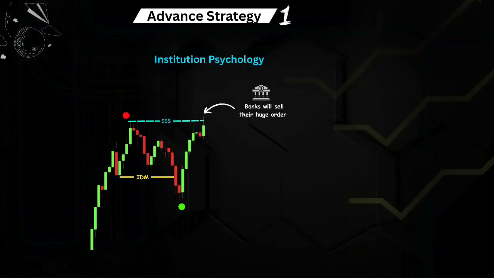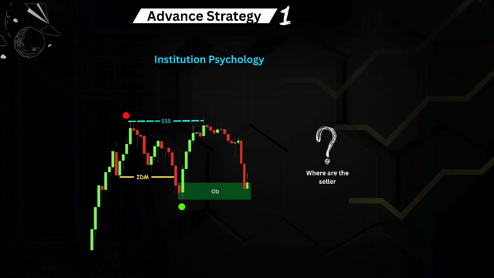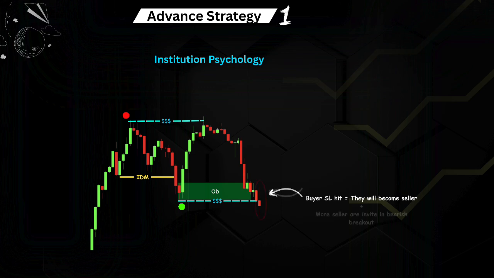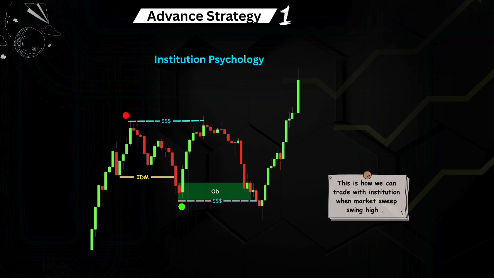So, after trapping these buyers, banks place their huge sell orders. Now, most retailers are interested in buying from the extreme order block. But remember, banks need sellers to execute their buy orders. So the question is, where are the sellers? Those who buy here have their stop loss lying below the swing. Once the market hits those buyers' stop loss, they automatically become sellers, and even more sellers are invited into the bearish breakout. At this point, banks will buy huge quantities from those sellers, and the market will turn strongly bullish afterward. This is how we can trade with institutions when the market sweeps the swing high.